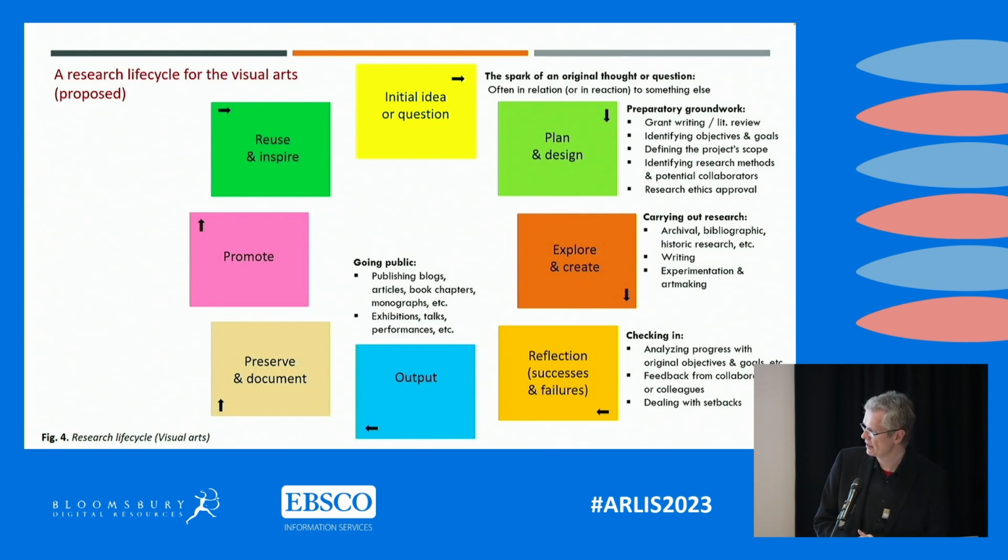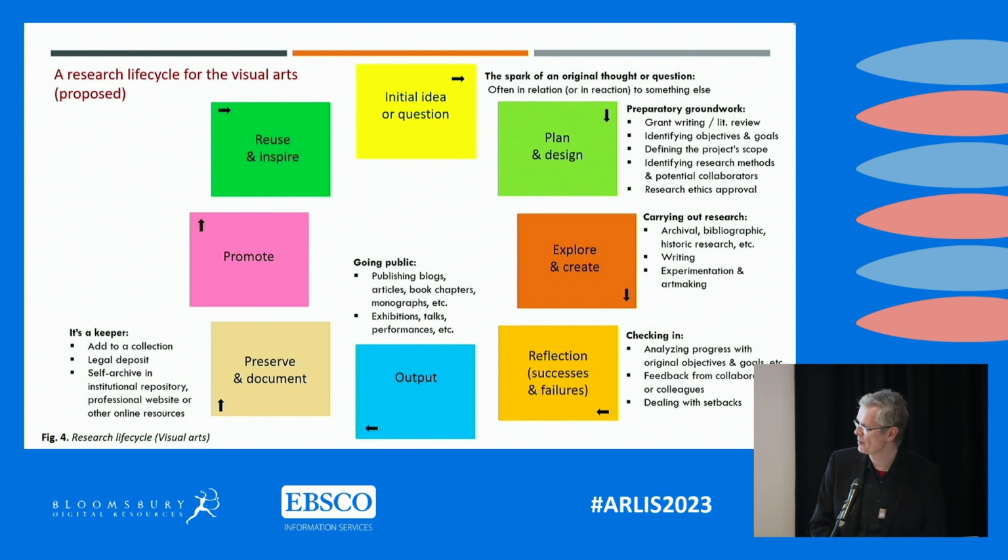So the next stage I've identified is preserve and document. And here the researcher needs to think about how their work will be preserved for the future and how it will be made findable. So I've given a number of ideas for authors. It could be adding a publication to a collection, perhaps legal deposit, perhaps self-archiving in their institutional repository, a professional website, or other online resource. At this stage, artists could consider documenting their work and making it available on their website or participating in other online platforms.